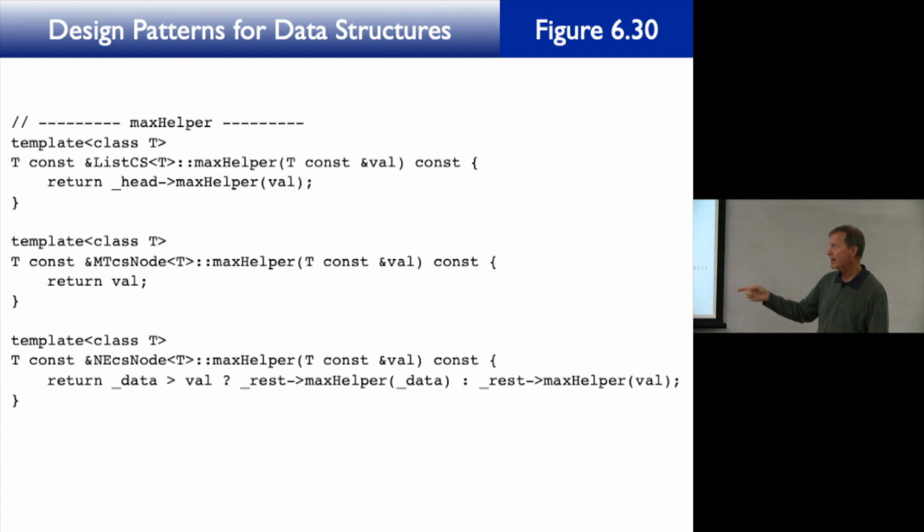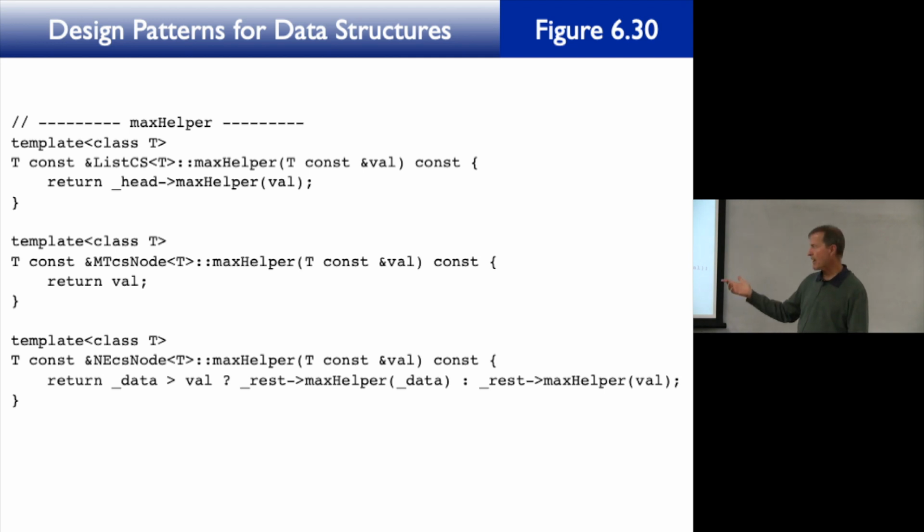But on the other hand, if the rest is not empty, now what? Now look. What is the environment when you are programming max helper, the non-empty node version of max helper? What is in your environment? It is three things, because there's the parameter which gets passed, and then your own data and your own rest.